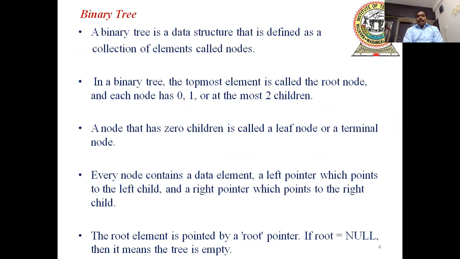What is a binary tree? We know that a binary tree is a data structure. It is a nonlinear data structure and it is defined as a collection of elements called nodes. Here, one node acts as the root node, the topmost node of the tree. The remaining nodes are leaf nodes or parent nodes.